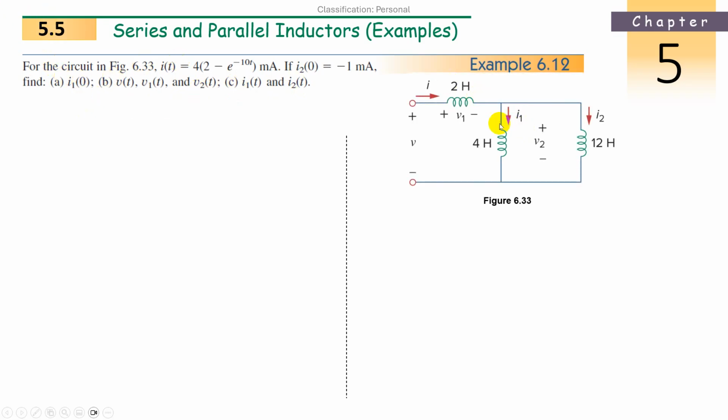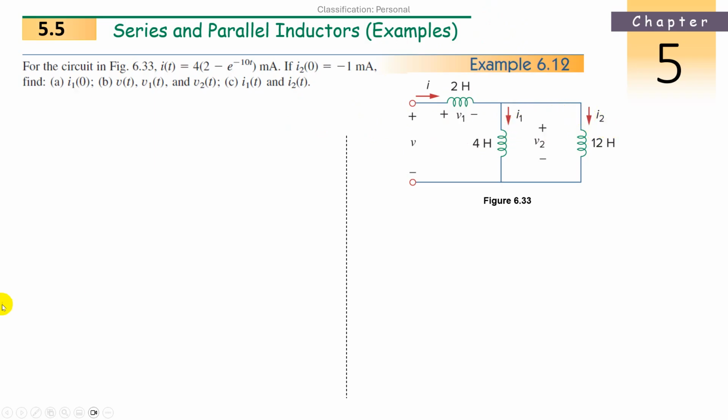Now this is a circuit, three inductances are there. We need many items: I1 of 0, V of t, V1 of t, V2 of t, I1 of t and I2 of t. What are I1 and I2? I1 is in the 4 Henry inductance, I2 is in the 12 Henry inductance, and I is in the 2 Henry inductance. V1 is in this one, V2 is the same in both because voltage in a parallel circuit is the same. So V2 is the same in 4 and 12 Henries.